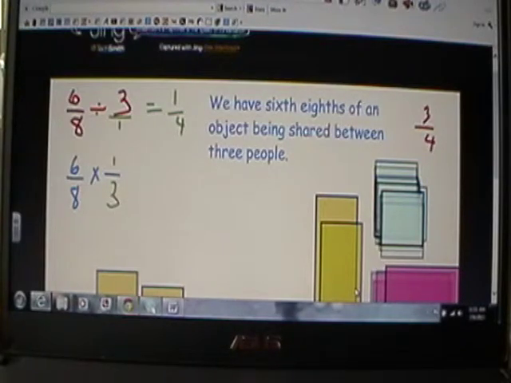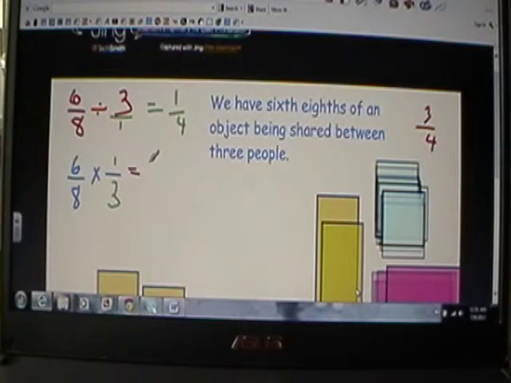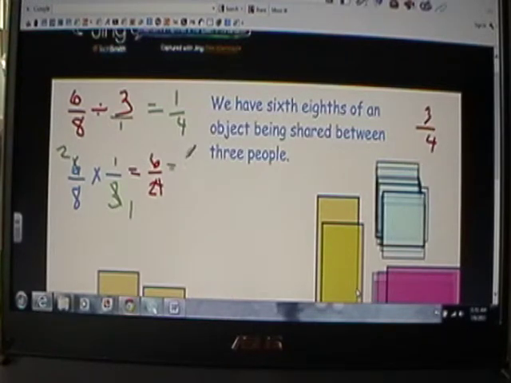All right, so you have the option of just going right across and multiplying, doing 6 times 1, which is 6, and 8 times 3, which is 24. However, it's probably going to be easier if you reduce ahead of time, because we can reduce after if we find that easier. But let's say we want to reduce ahead of time. Divide by 3 and get 1. Divide by 3 and get 2. 2 times 1 is 2. 8 times 1 is 8.